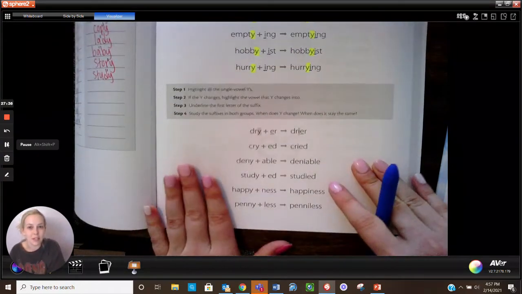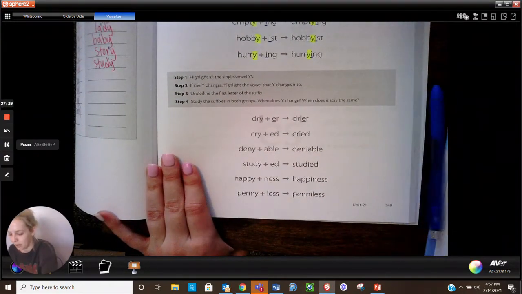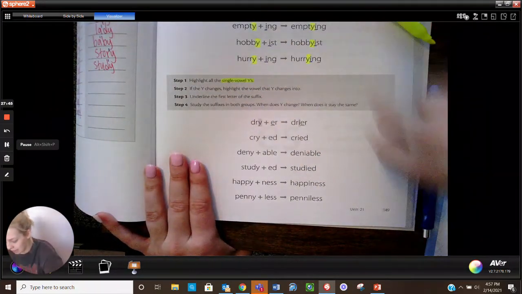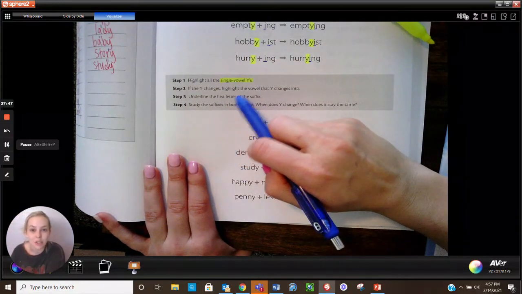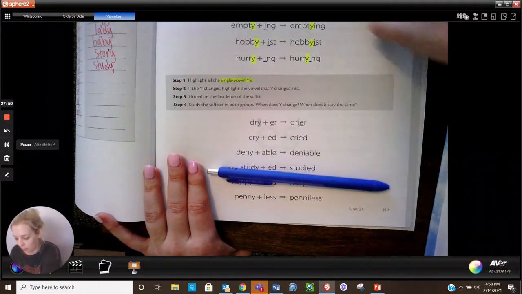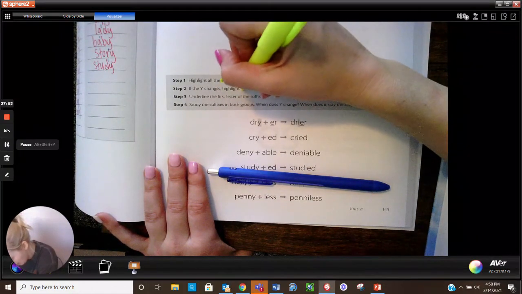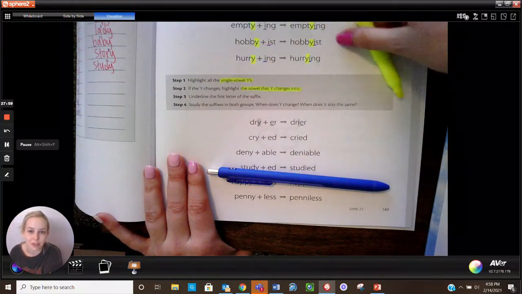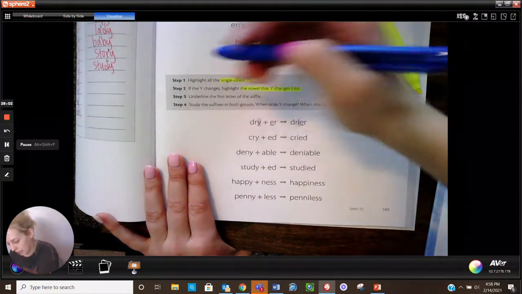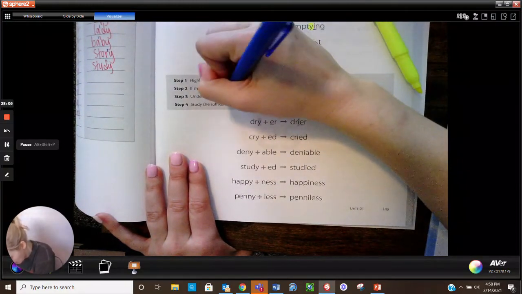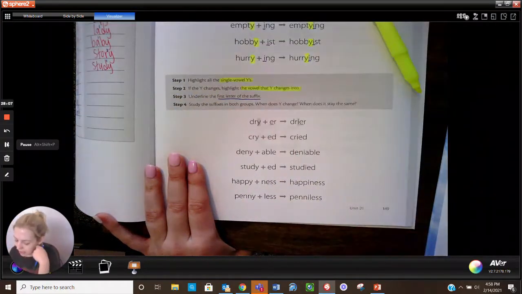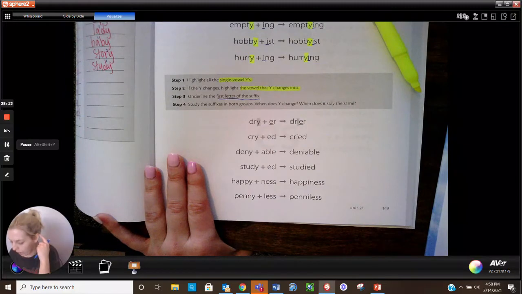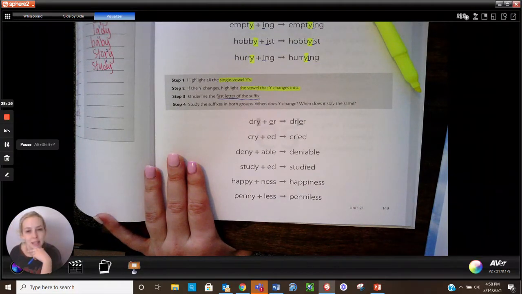Now we're going to go down here. All right, so similar concept. We're going to highlight the single letter vowel Y's. Step 2, if the Y changes, highlight the vowel that Y changes into. Okay. If it changes, only if it changes. Step 3, underline the first letter of the suffix. And then step 4, study the suffixes in both groups. So this part and this part. When does Y change and when does it stay the same?